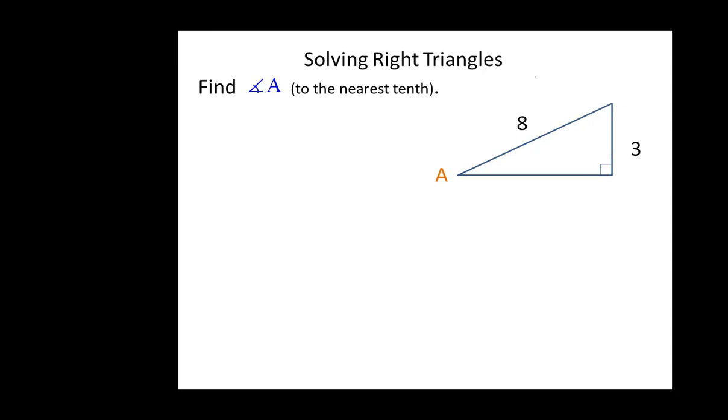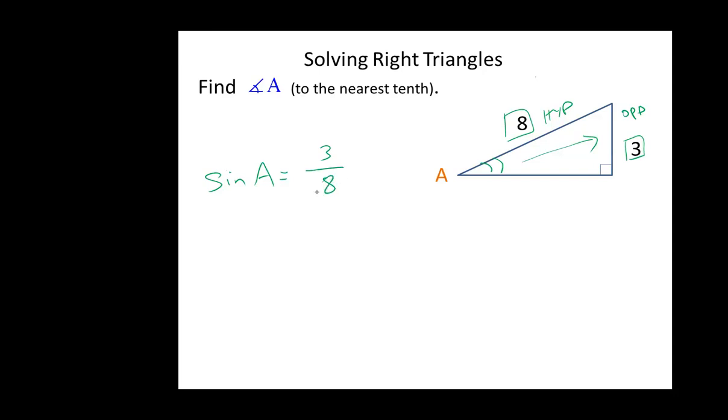Here they ask me to find an angle. I'm going to look at what they gave me. This 3 is the length of the side which is opposite angle A. And this 8 is the hypotenuse. So I'm thinking opposite and hypotenuse, that would be the sine function. So I'm looking for angle A. I'm going to use angle A. I'm going to say the sine of A equals the length of the opposite divided by the length of the hypotenuse. Opposite over hypotenuse, that's 3 over 8 in this case.